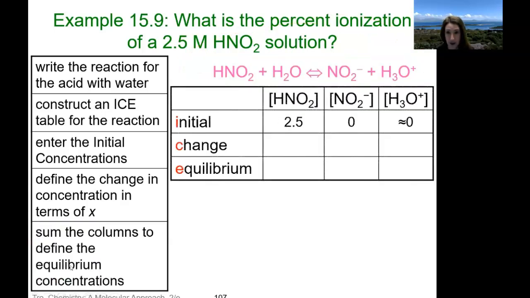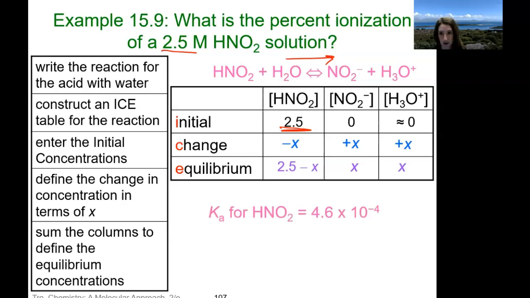So for our ice table here, we started with 2.5. Remember, it has to go to our products because we only have reactants. So this is going to be minus x, plus x, plus x. It's got to go forwards. It's going to go down by 2.5 minus x. Our Ka has to be given to us for this problem. Let's just assume x is small. Now, will x is small work? Yeah. How do I know it'll work? This is a 10 to the -4, and that's a 1. It'll work.